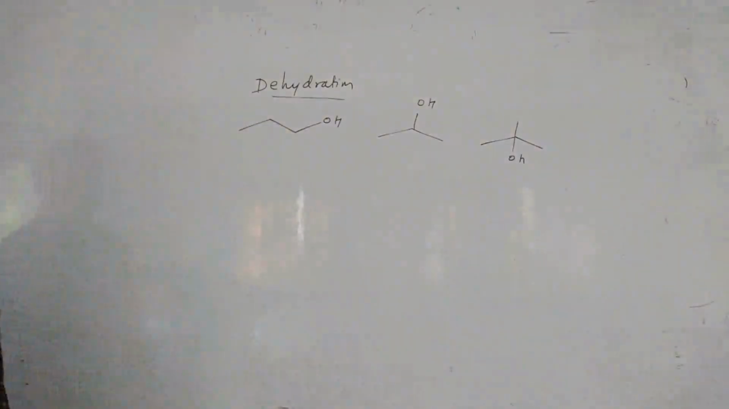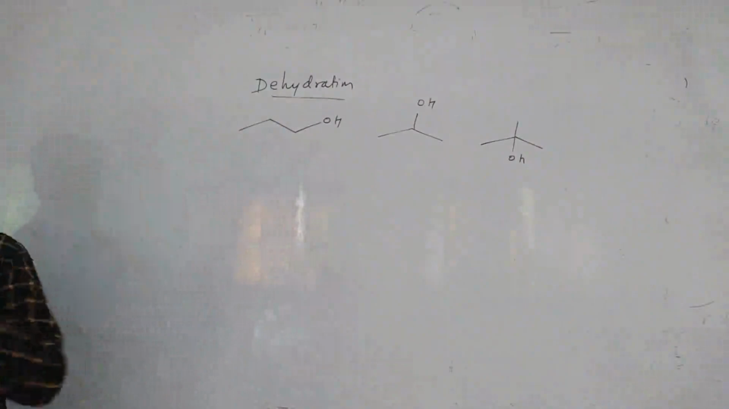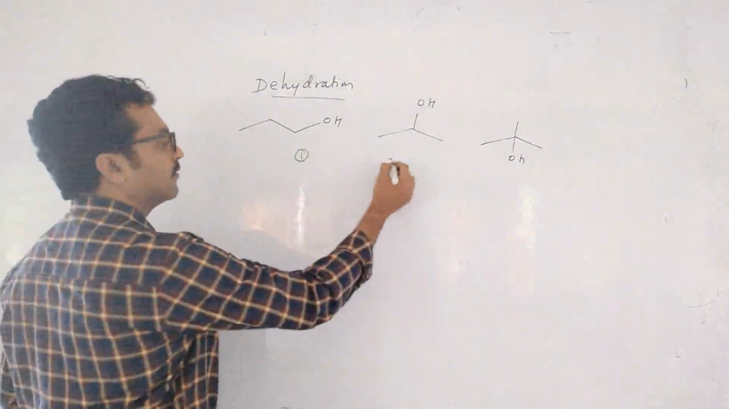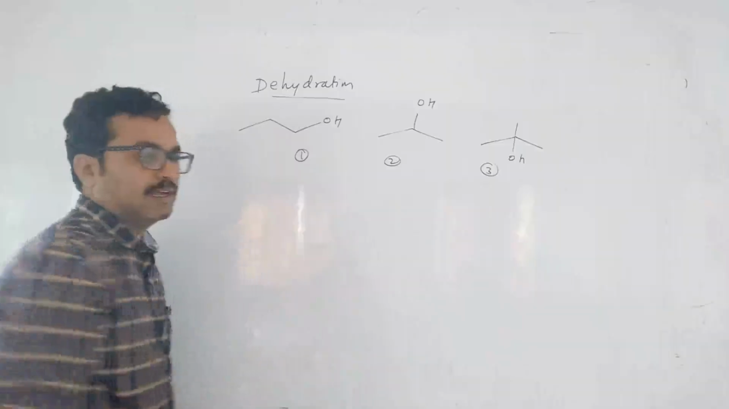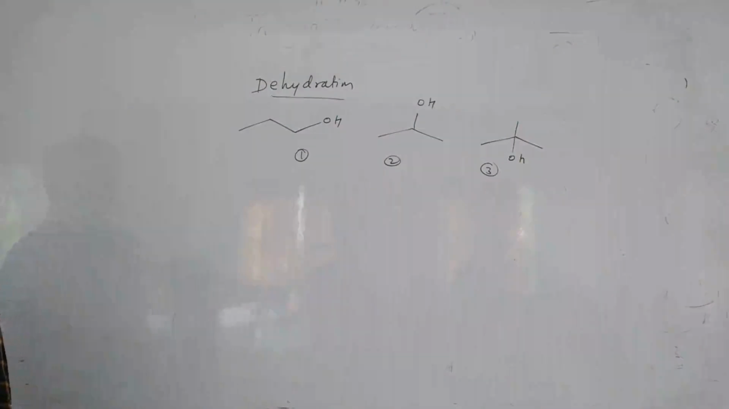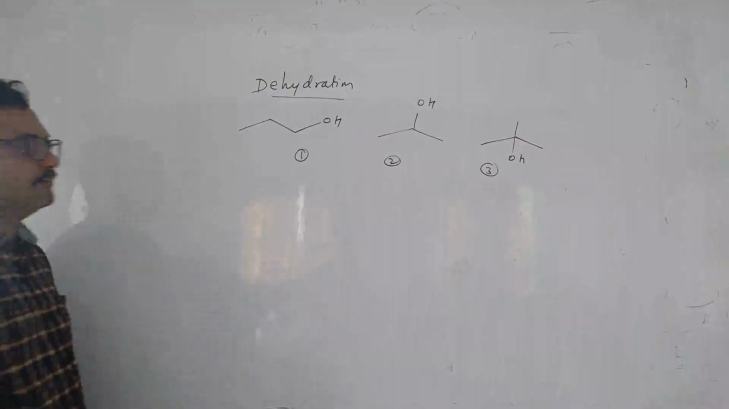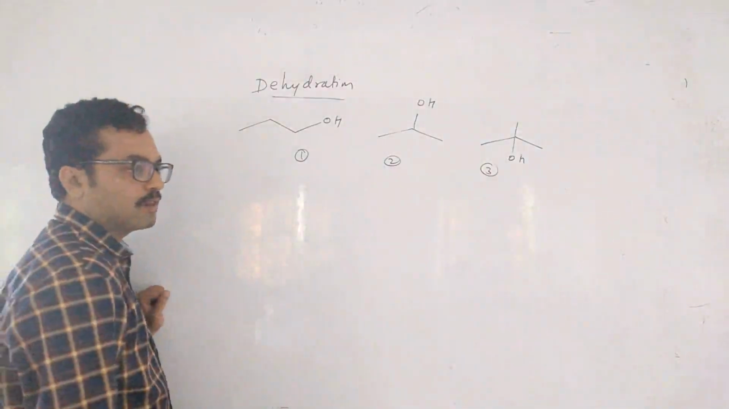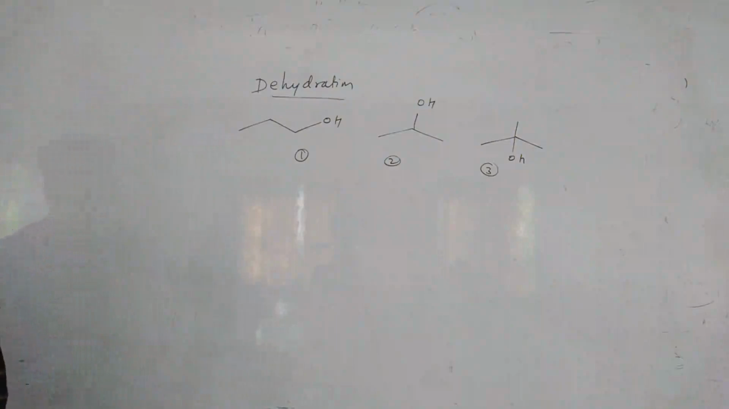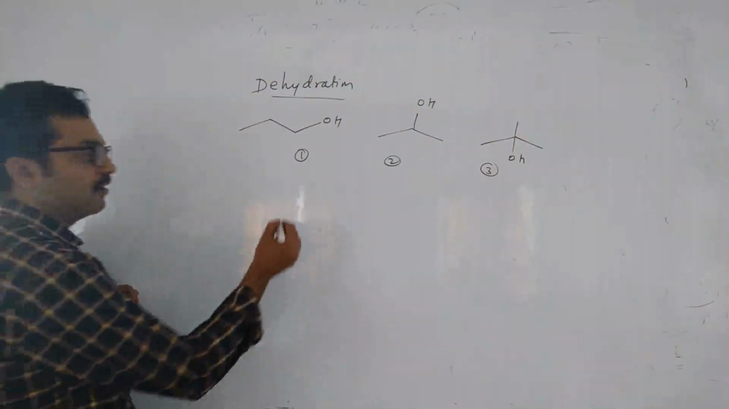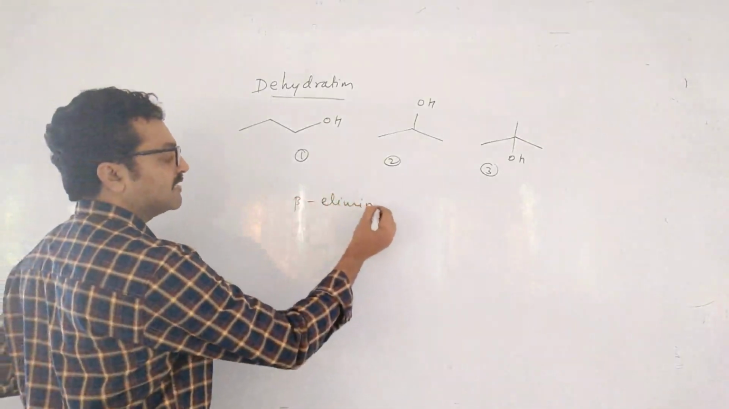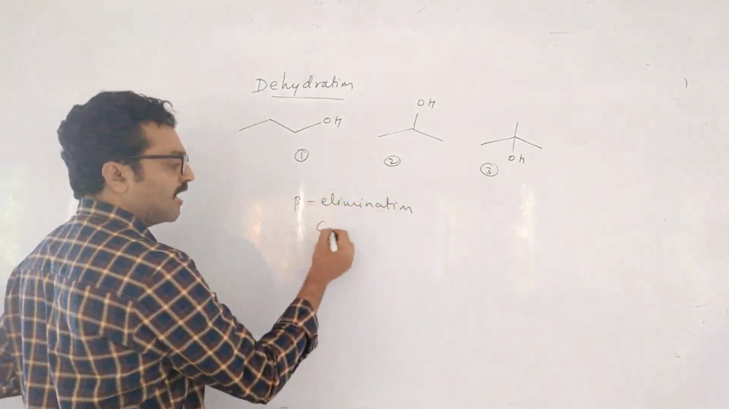Already we did this in elimination reactions. In dehydration, which will undergo fast dehydration among them? 1, 2, 3. Tell. Reactivity towards dehydration, what is the order, children? Dehydration is an elimination reaction. First of all, this is beta elimination, right? So what is the intermediate formed in this? Carbocation.